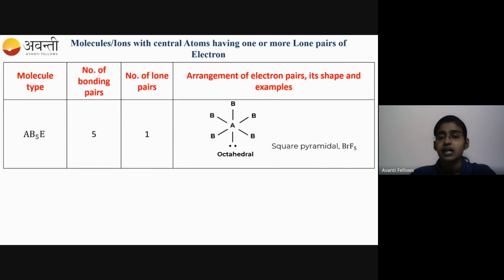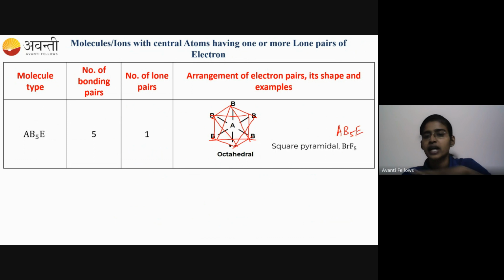AB5E. So BrF5. Bromine is a halogen again, with 7 valence electrons, 5 for bonding, the remaining 1 is a lone pair. Now, if you don't see this lone pair, just connect all the 4 atoms on the square plane to the atom above. You will get square pyramidal shape. Octahedral geometry means I have to consider this lone pair, right? So I will connect all the 4 atoms on the square plane to the bottom part also. So I will get octahedral geometry.